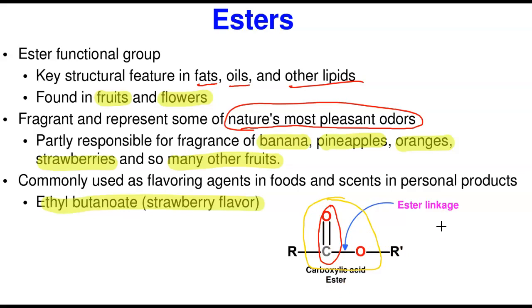And of course, we call them carboxylic esters because they are usually made from carboxylic acid. Remember in the last module, we said one of the reactions of carboxylic acid is that they react with alcohols to form carboxylic esters. So this single bond between the carbonyl carbon and oxygen is what we call the ester linkage.